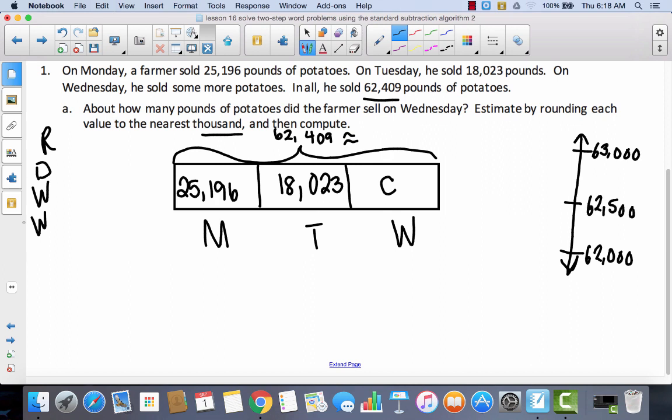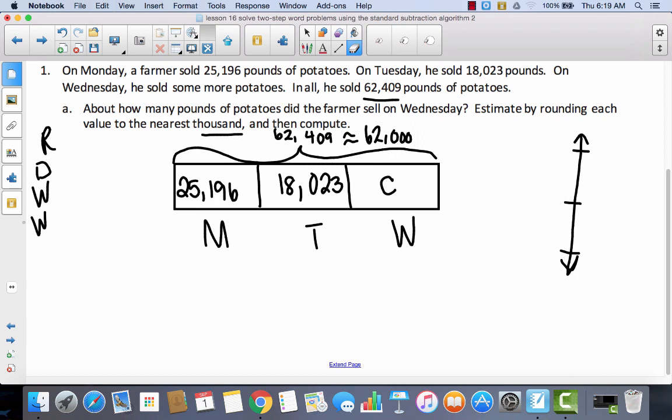62,500. So now I have to look at my number and I have to say to myself, is this more or less than halfway? So when I look over here at the halfway point, the thousands are the same, but I have a 5 in the hundreds. This is less than 500. So that tells me that this is going to be closer to 62,000. Okay? So I'm going to do the same thing for Monday's and Tuesday's number.